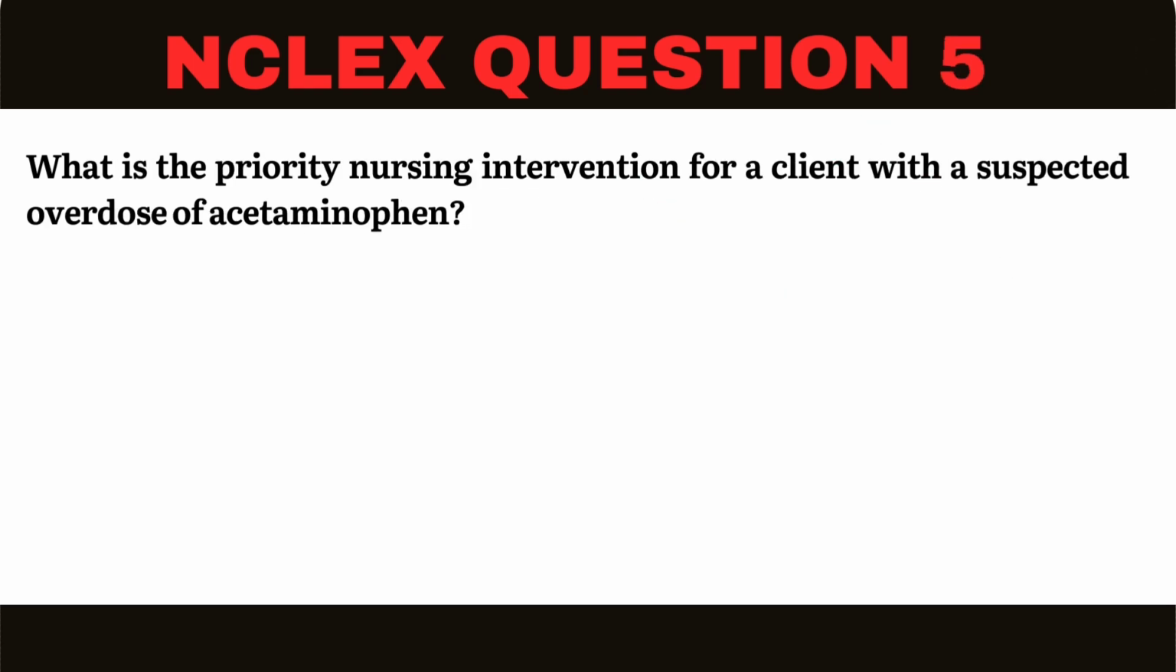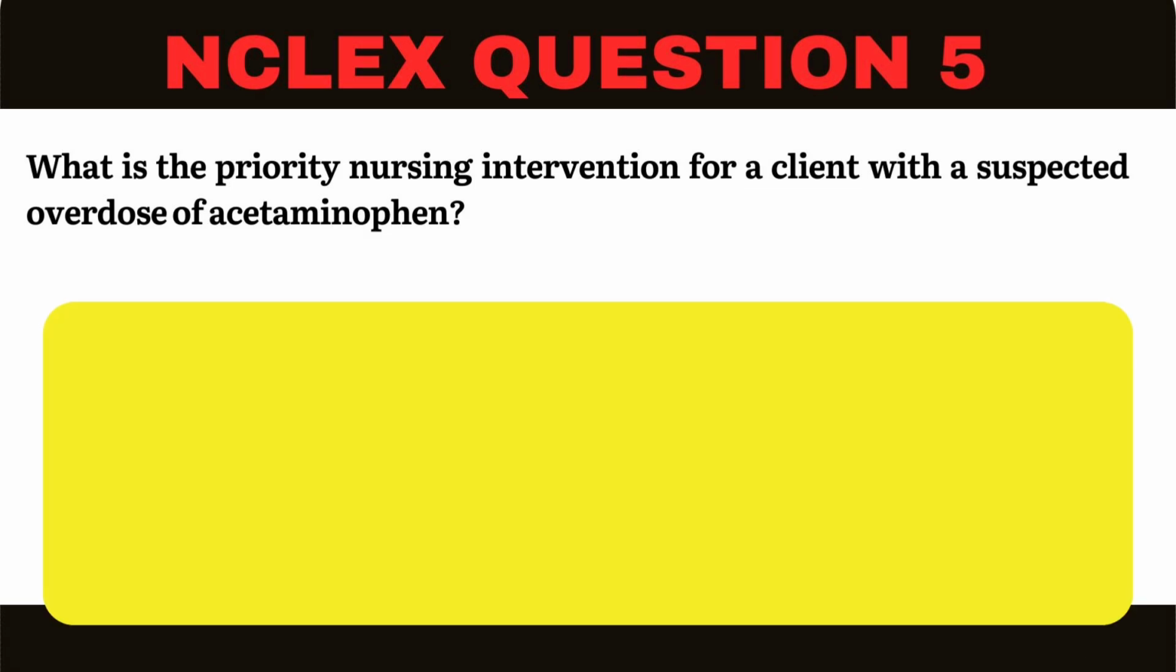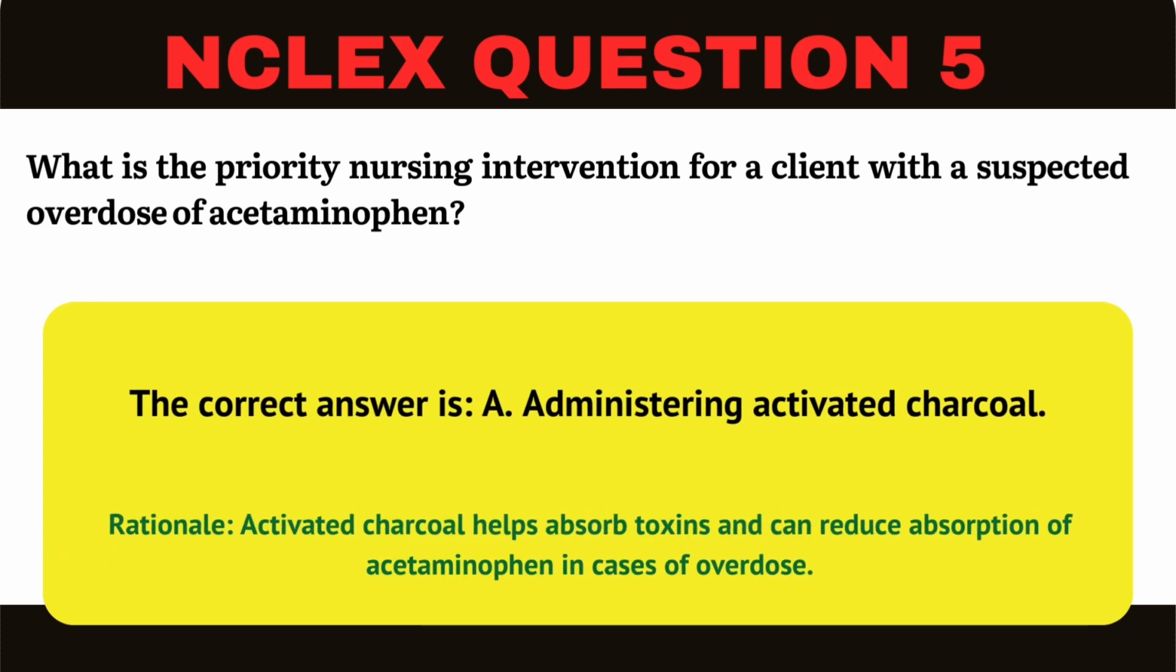What is the priority nursing intervention for a client with a suspected overdose of acetaminophen? A. Administering activated charcoal. B. Administering an opioid antagonist. C. Providing emotional support. D. Encouraging the client to drink fluids. The correct answer is A. Administering activated charcoal. Rationale: activated charcoal helps absorb toxins and can reduce absorption of acetaminophen in cases of overdose.